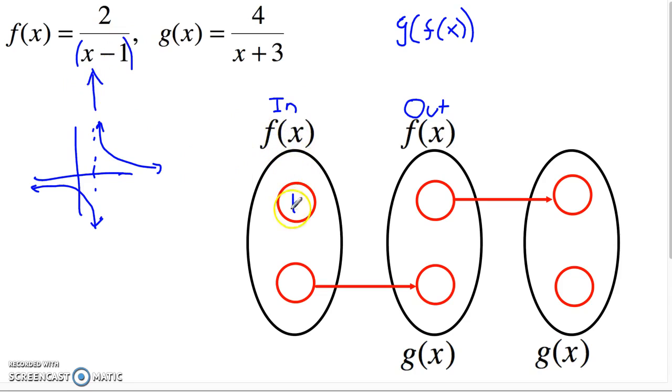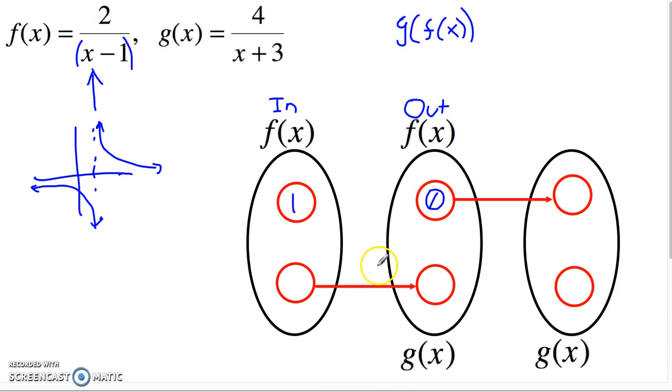So while for f of x I can't plug in a 1, I also am never going to get out a 0. Right? So 0 is not in the range of f of x. Take a minute and pause the video to make sure you're okay with that before you move on. For f of x I can't put in a 1, and I can't get out a 0.